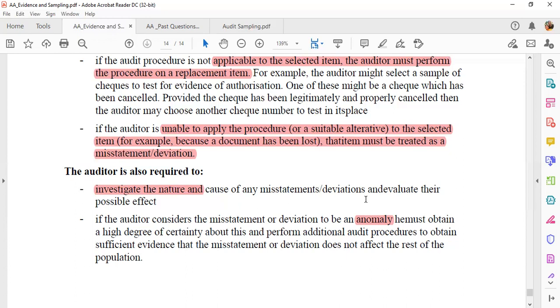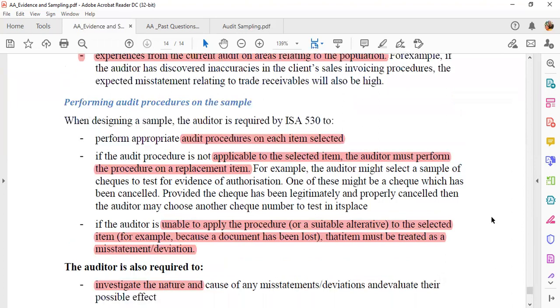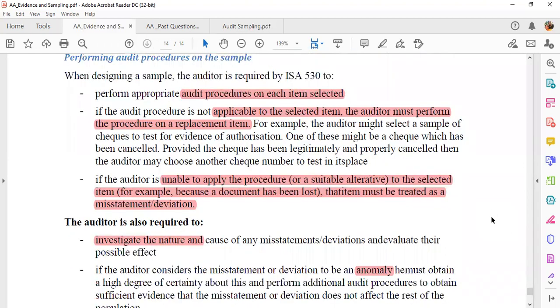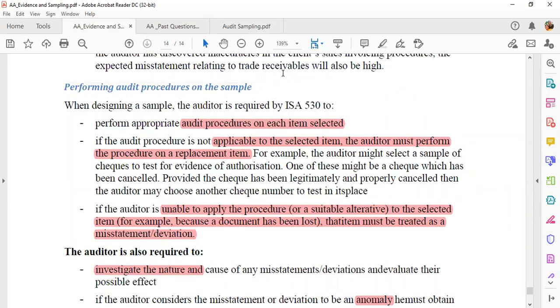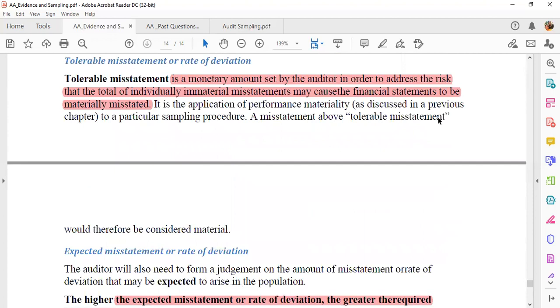So if you have such a situation, you must obtain a high degree of certainty about this, and perform additional procedure on that 5. So please don't forget this. Don't forget this: performing audit procedure. These are some of the things that you need to do according to 530. This is very, very important. Performing procedure, don't forget that.